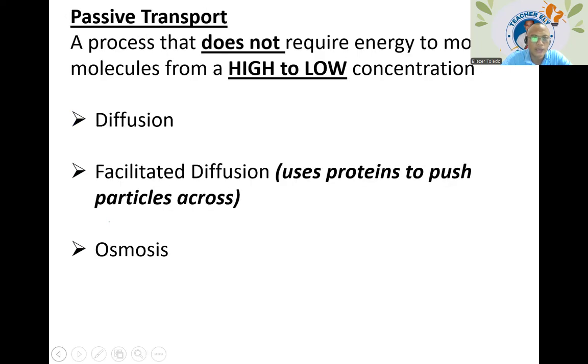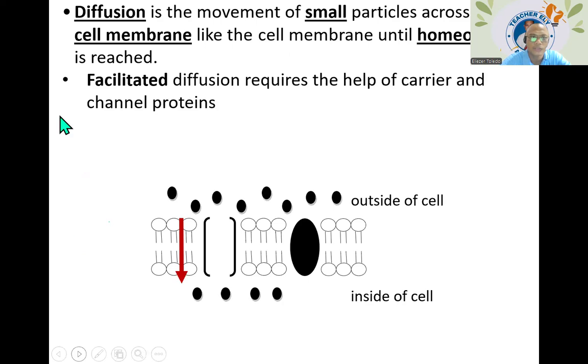Okay, sorry. These are examples. You have diffusion, but the high to low concentration would basically vary on this one that will be presented later on. Facilitated diffusion uses proteins to push. And of course you have your osmosis. In diffusion, what happens? Okay, let's look at the picture.